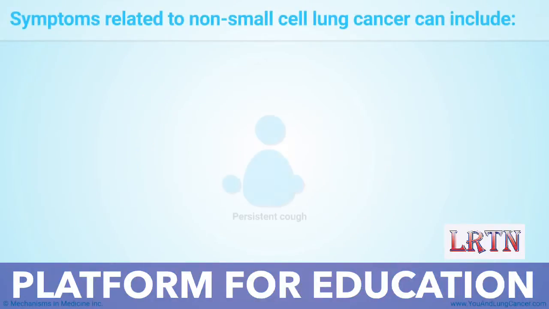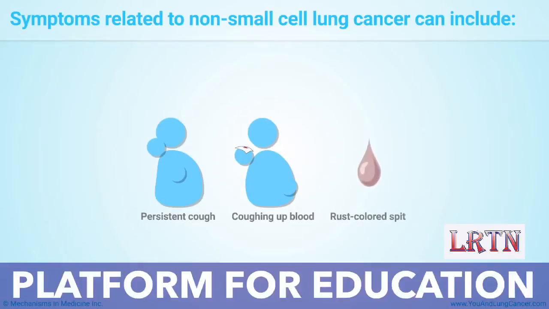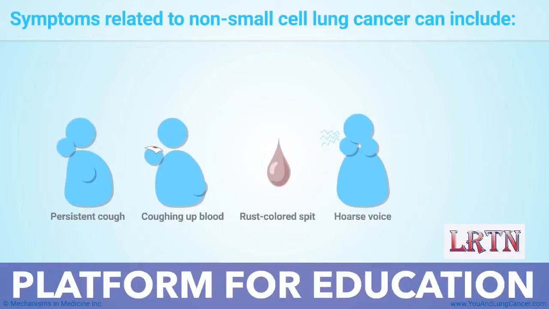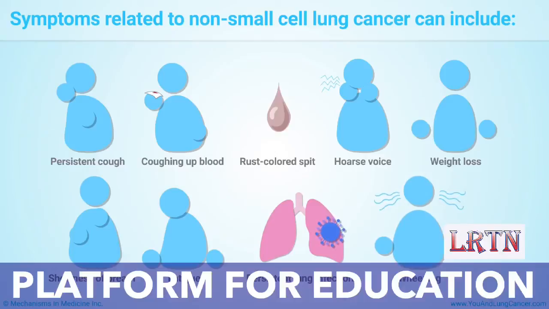Possible symptoms are a cough that doesn't go away or gets worse, coughing up blood, rust-colored spit, hoarse voice, unexpected weight loss and loss of appetite, shortness of breath, feeling tired or weak, a lung infection, such as bronchitis or pneumonia, that won't go away, and wheezing with no known cause, like asthma.